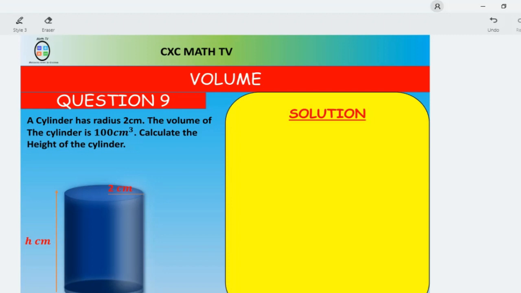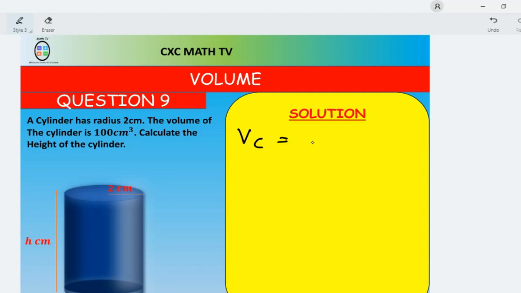Next question. This one, it tells us the volume of the cylinder. We need to find the height of the cylinder. Pause the video and attempt this question. All right, let's go. First thing, the volume of the cylinder. I hope you had paused the video, right? If you didn't pause it yet, you can pause it now. Pause it, do the question.